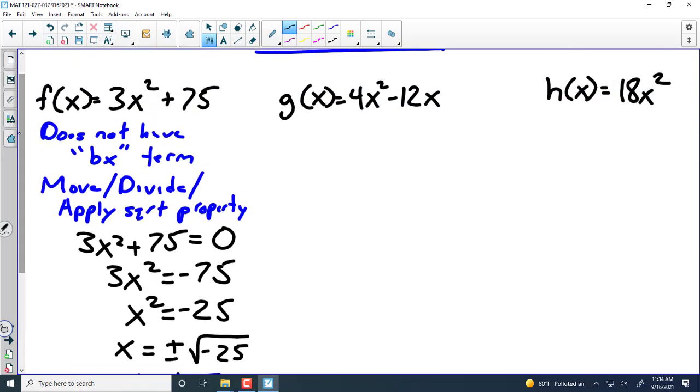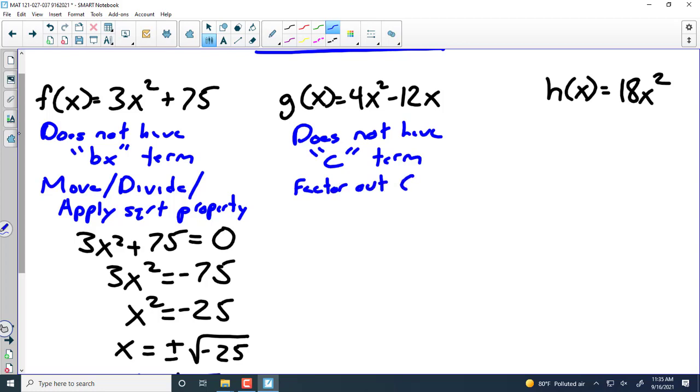Look at this one right here, 4x squared minus 12x. This one does not have the c term. It doesn't have that constant at the end. So what we do here is we are going to factor out greatest common factor, which includes x. I'll show you what I mean by that.